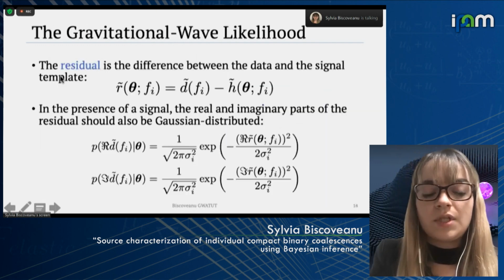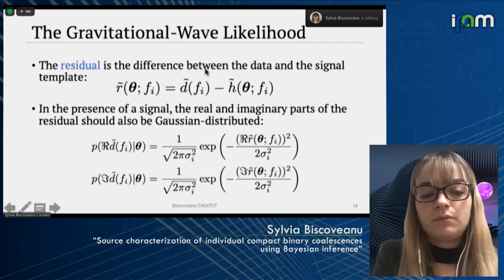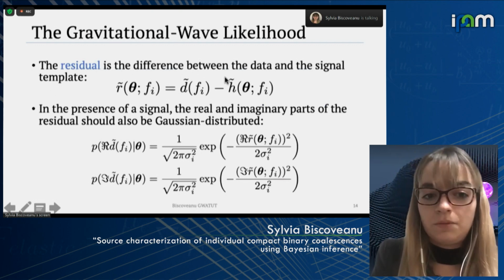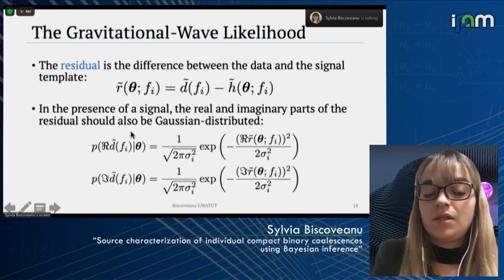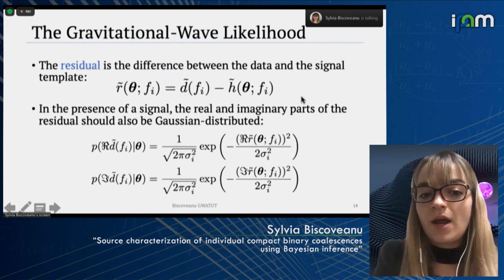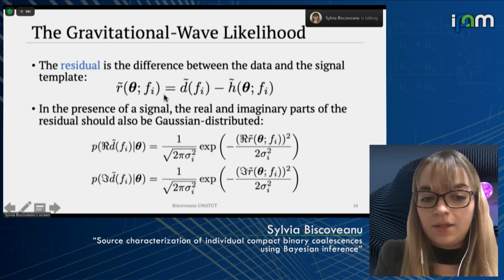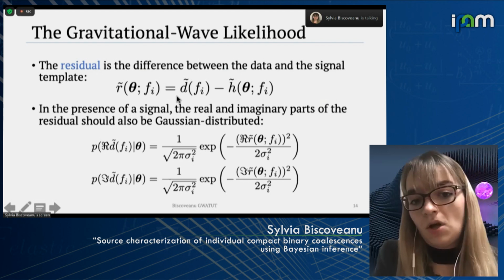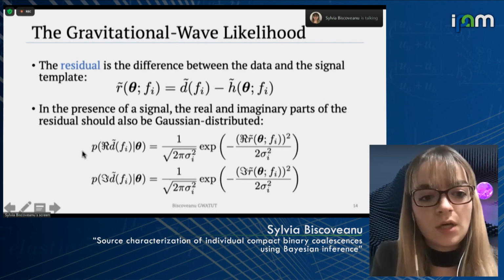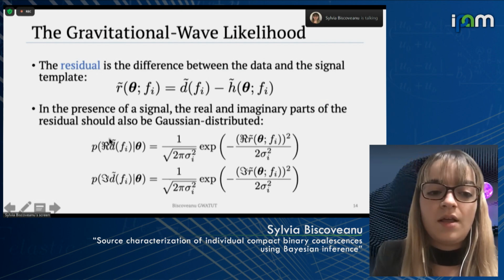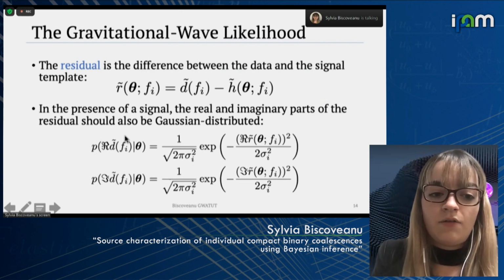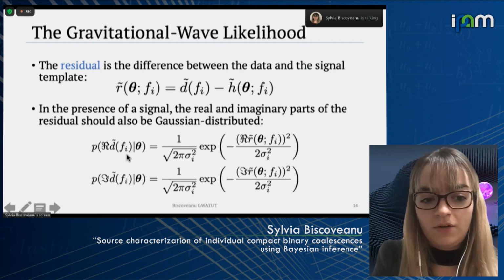Okay, so we saw how the data in the absence of a signal is Gaussian. So what that should mean is that if your data does have a signal, if you subtract it out, the residual, which is just the difference between the data and the signal template, should also be Gaussian. So here we can write the probability of having observed the real part of the data given some binary parameters.